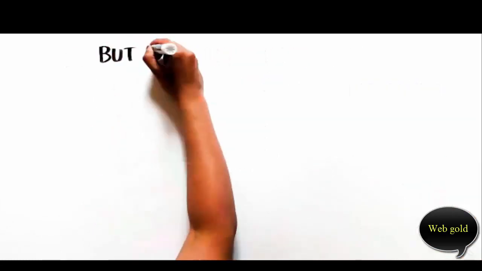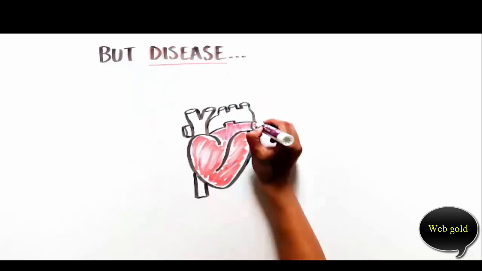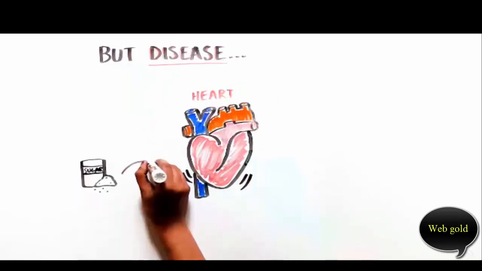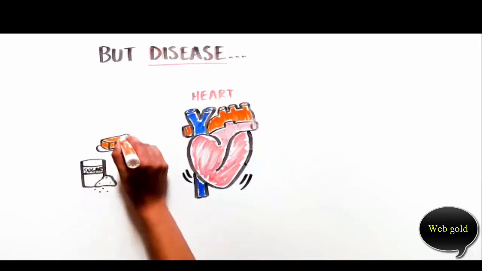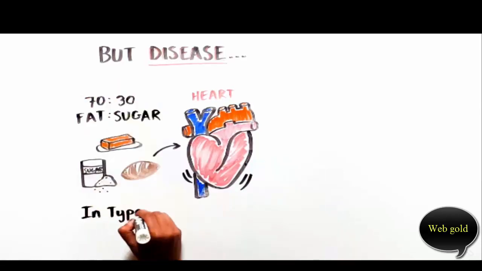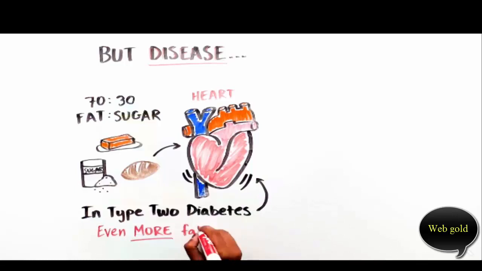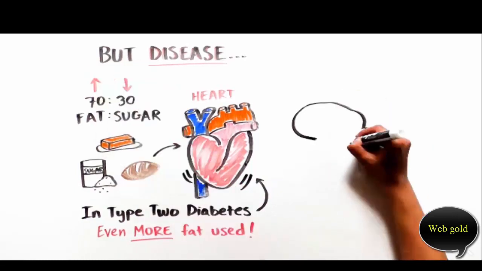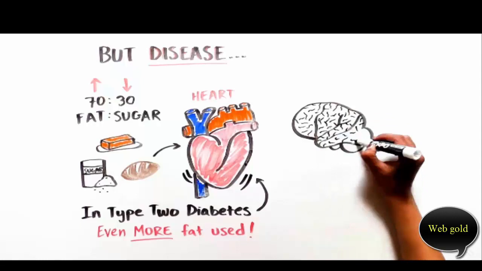When things go wrong, metabolism can be a key factor in disease. For example, the healthy heart uses fats and sugars in a 70-30 ratio. But in type 2 diabetes, the amount of fat it uses increases even further as it responds to the higher levels of circulating fat in the bloodstream.